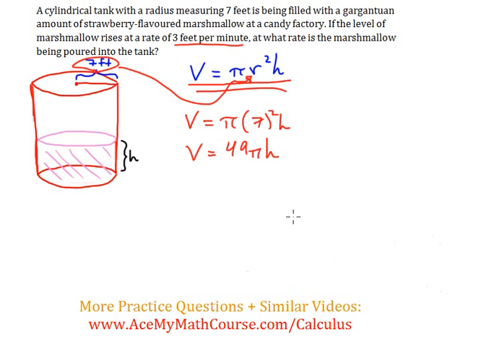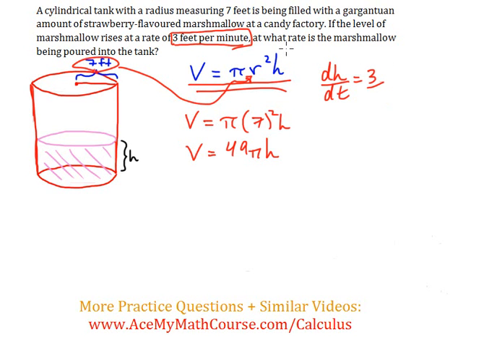Fantastic. Now, two really important things. First, what does this mean? The level of the marshmallow rises at a rate of 3 feet per minute. So that is the rate of change of the height with respect to time. Right? Because it's rising at this rate. So dh/dt is 3.